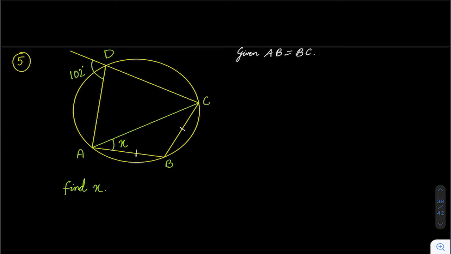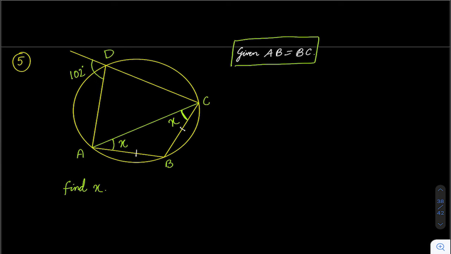Fifth question. Again, I can see a circle and a quadrilateral. Again, it's a cyclic quadrilateral. This angle is given as 102 degrees, and I have to find this x value. It's given AB is equal to AC. So AB equal to AC means this angle at B is equal to the angle at C, so this angle is also x.